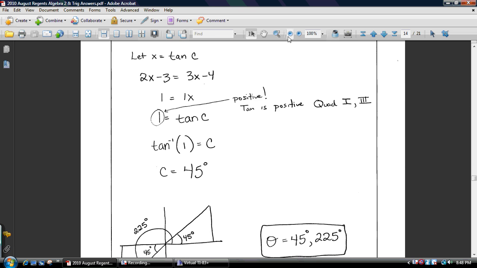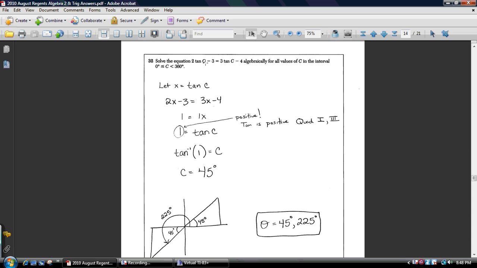Oh, this guy's crazy. We're going to have to scroll out a little bit. Okay. Solve the equation 2 tan c minus 3 equals 3 tan c minus 4 algebraically for all values of c in that interval. Okay, all right, here we go.